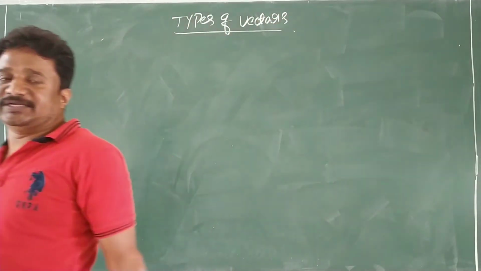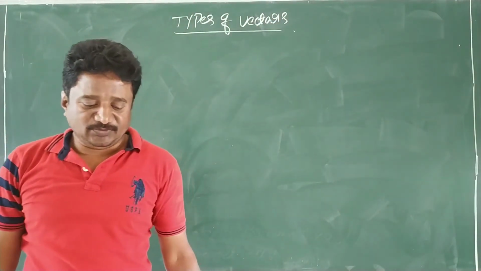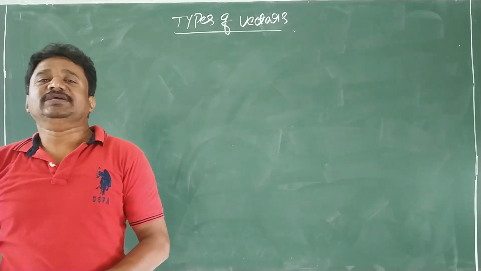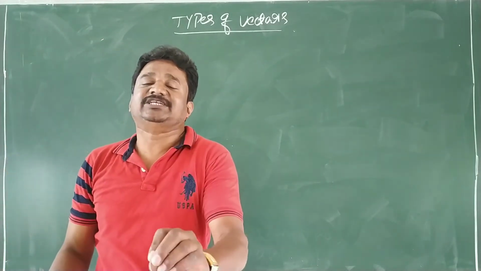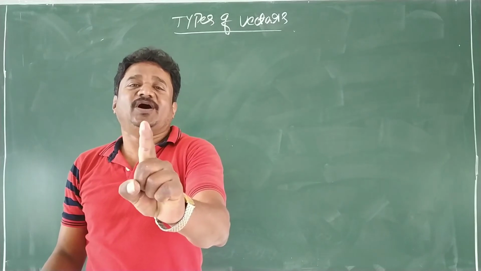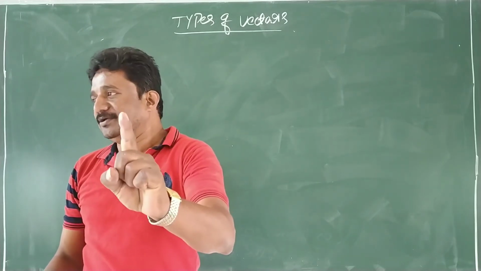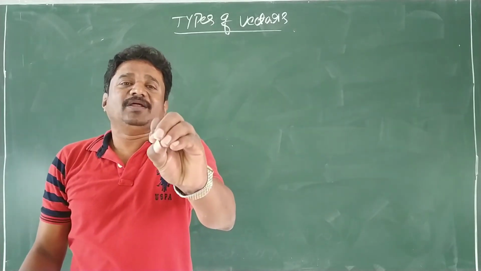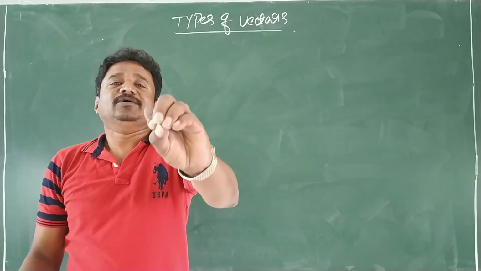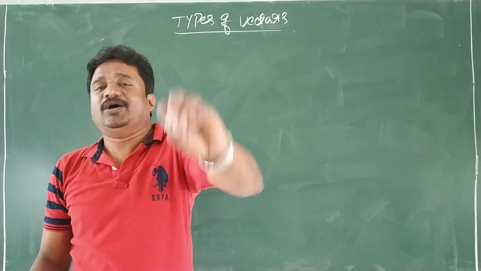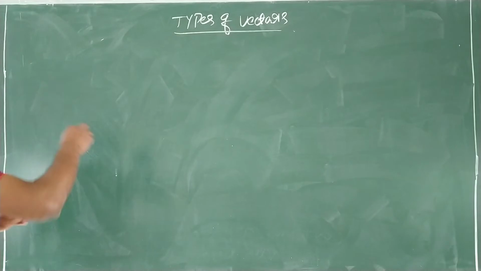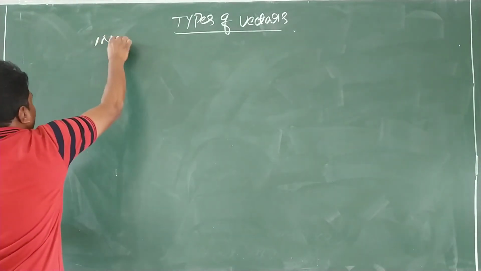Types of vectors. So one thing I would like to tell you, students, in these types, surely they are going to ask one question for 1 mark. One more question will be set on these types. So 1 mark. By heart for 1 mark.